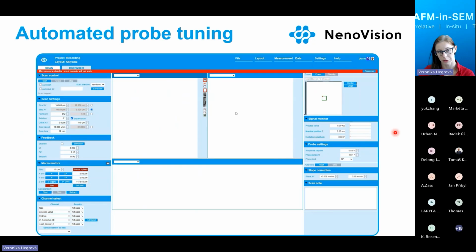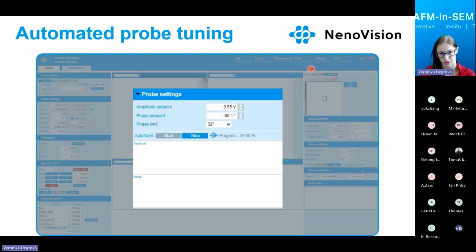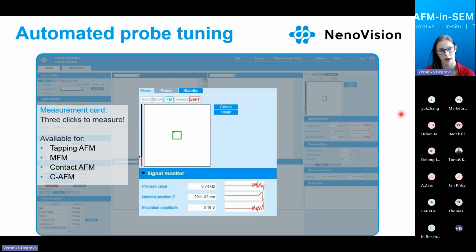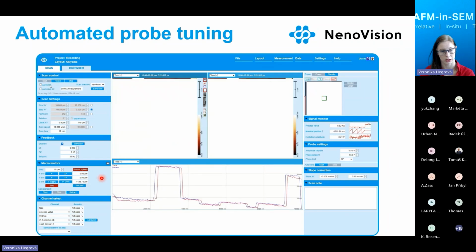Regarding the automated functions, probe tuning is one of them. As we see, there are just 3 or 4 clicks. There's one button to tune the probe, and then to get to the measurement, the probe is automatically getting to the sample, and the last click starts the measurement. So it's really quite easy to get the first image done.